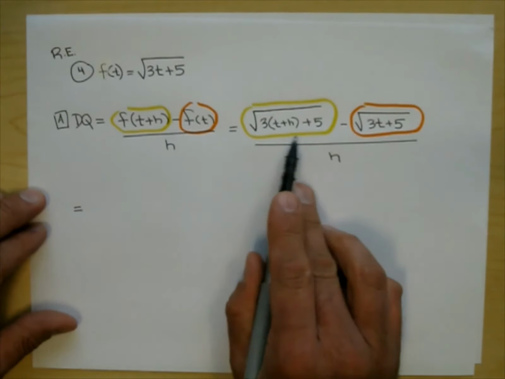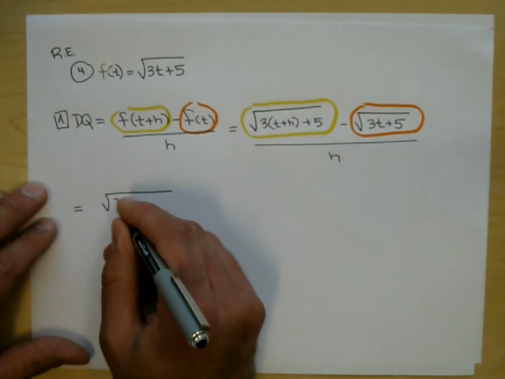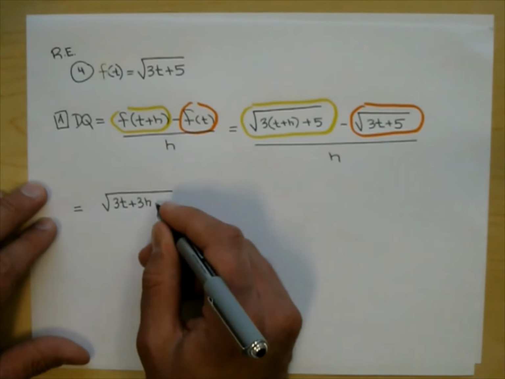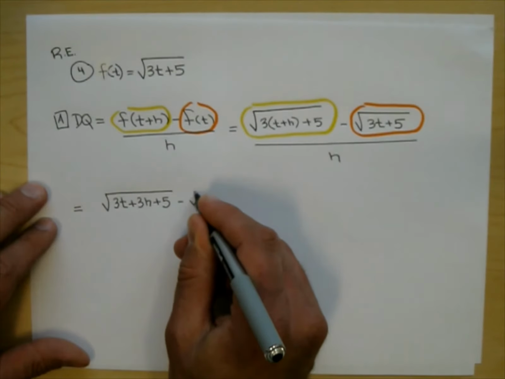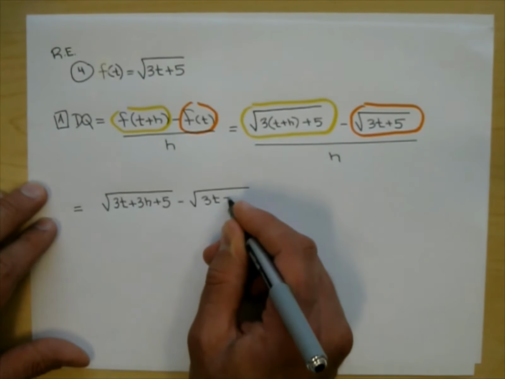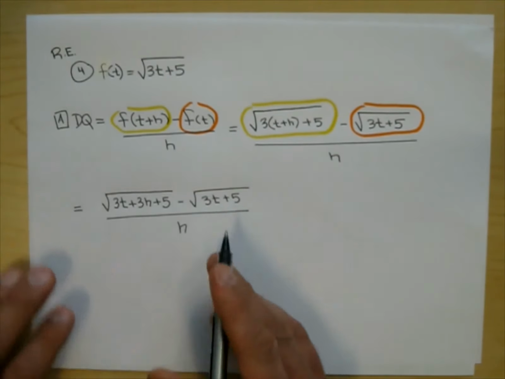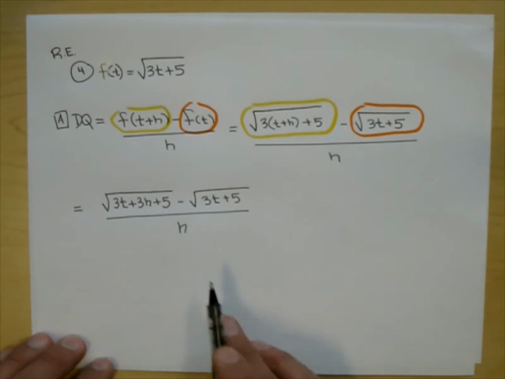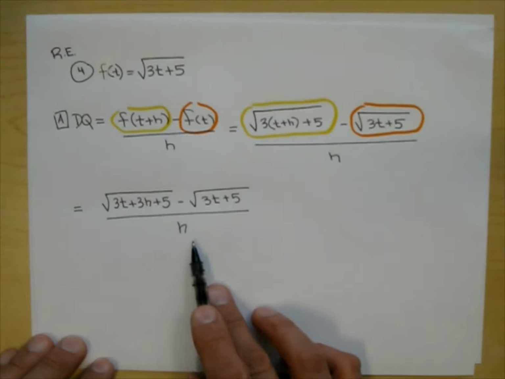Okay, let's go ahead and distribute the 3 there. This is the square root of 3t plus 3h plus 5, minus the orange part, 3t plus 5. This is all over h. Now with the difference quotient, the idea is to let h approach 0, and you would end up having a 0 on the bottom and then also a 0 on the top. So to simplify the difference quotient, we want to cancel the h, but we can't cancel it right now.